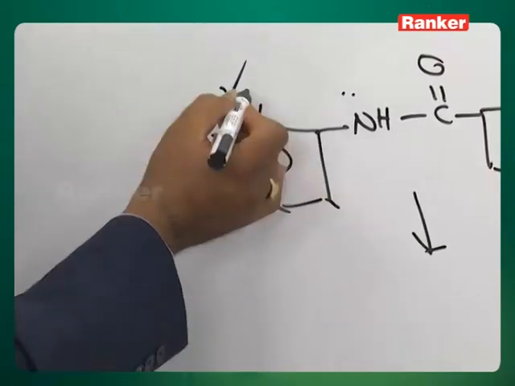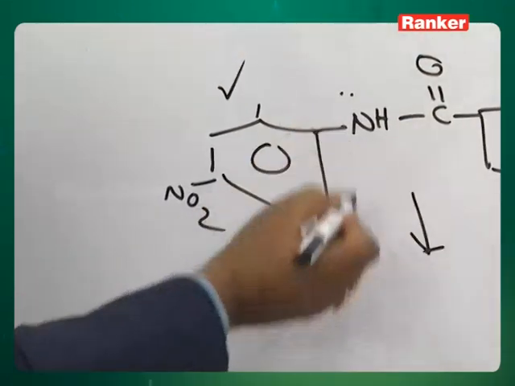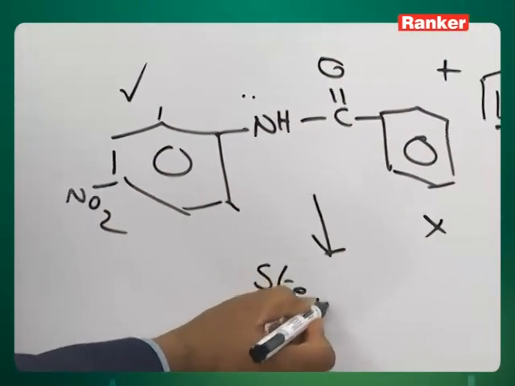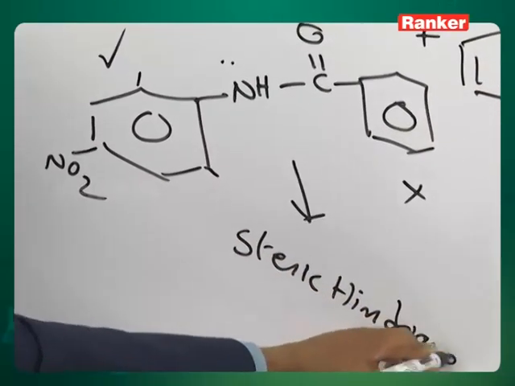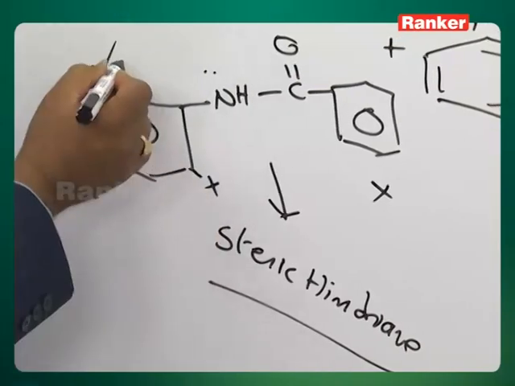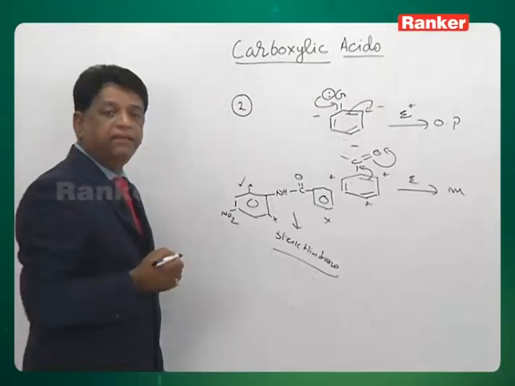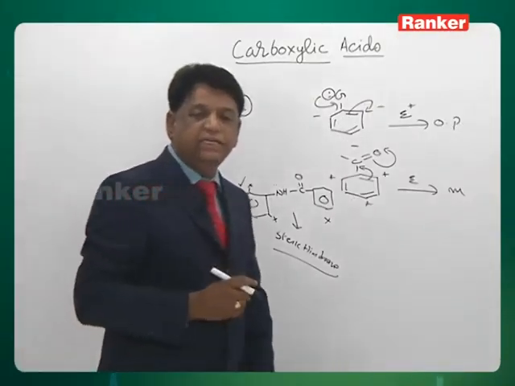The ortho nitration will have a steric hindrance. So due to the steric hindrance, the ortho product will not take place, only at para the reaction takes place. So the answer is the option.